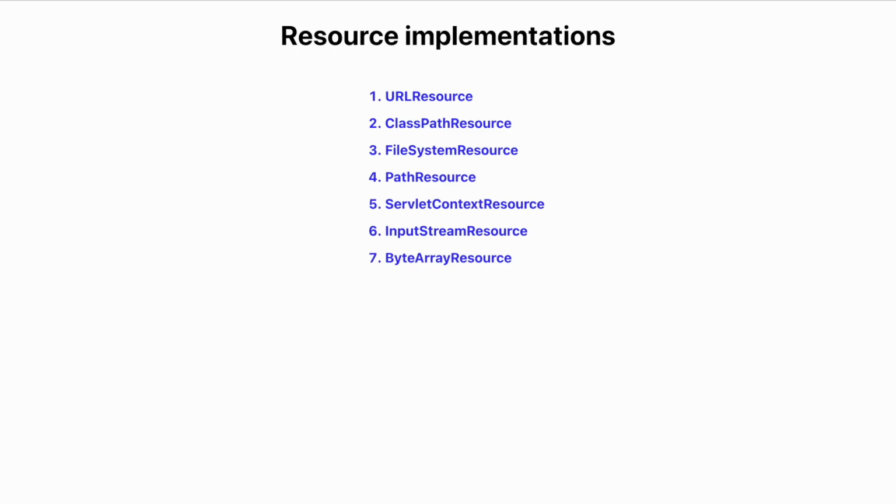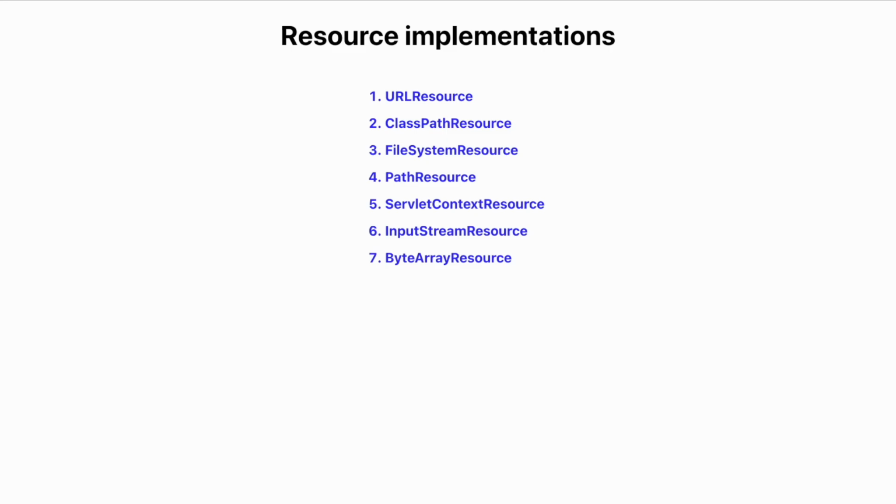ClassPathResource. This class represents a resource that should be obtained from the classpath. It uses either the thread context class loader, a given class loader, or a given class for loading resources. This implementation supports resolution of resources as java.io.File.